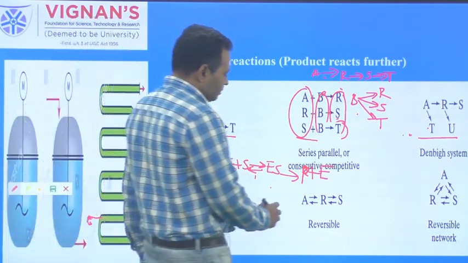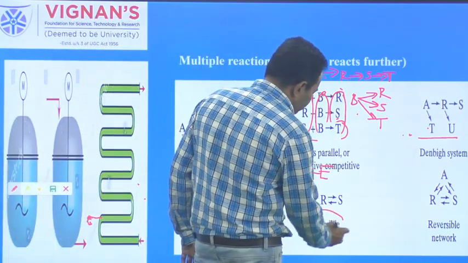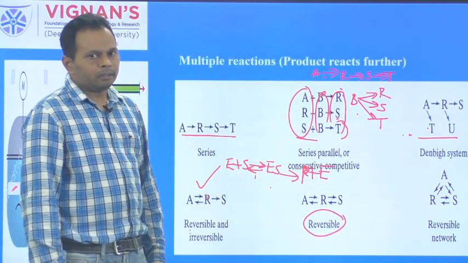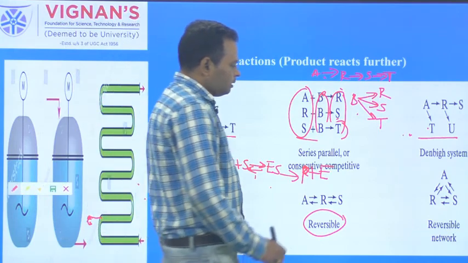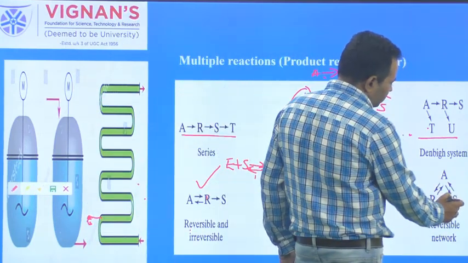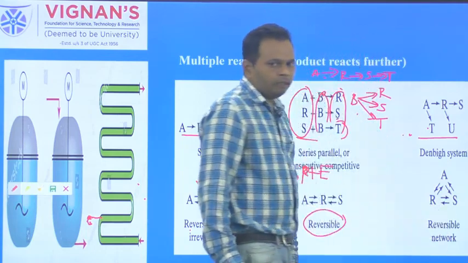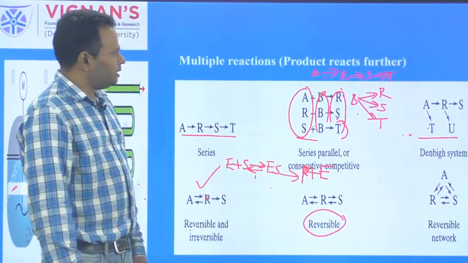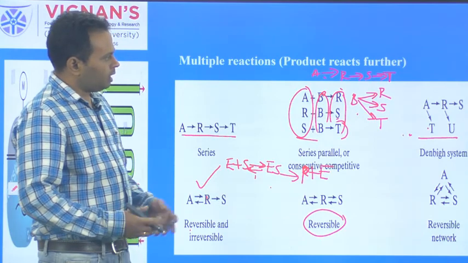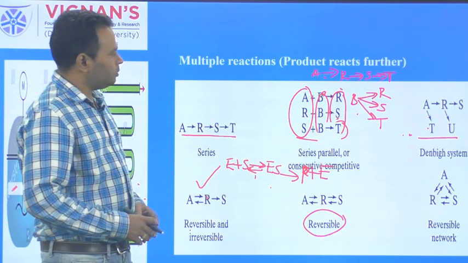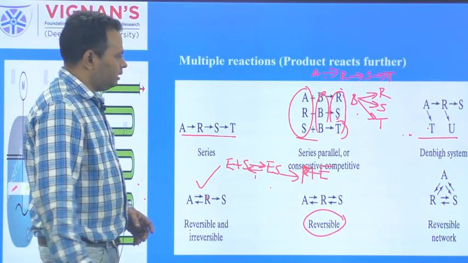Next one we can have the series reaction where both are reversible. First step reversible and second step is also reversible. And third one, the network of reversible systems, A to R, R to S and S to A. This is the network of the series reactions. These are different types of the multiple reactions where the product further reacts, and in all these reactions we can have more than two products. Our target is to maximize the desired one and to minimize the other.